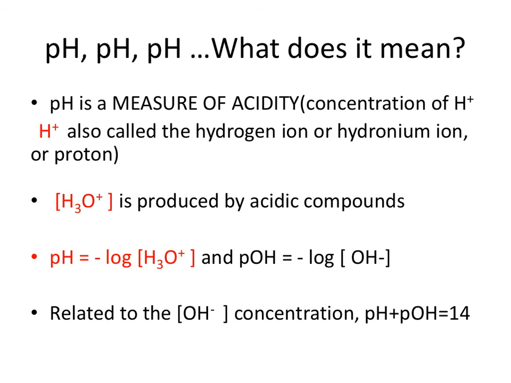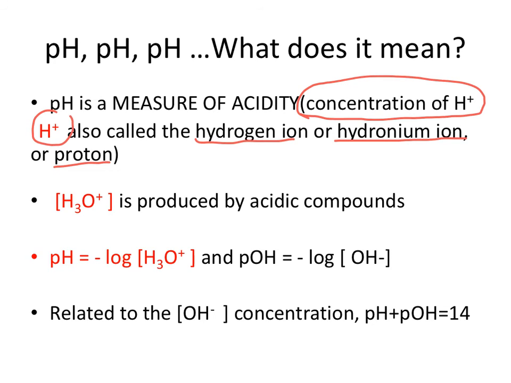So you've heard the term pH over and over again over the years, I'm sure. pH is just a measure of acidity, or it's a measure of the concentration of H+. H+ basically has many names. It's called the hydrogen ion, the hydronium ion, or the proton, or it's written as H+ like this. These are all equivalent descriptions for H+.